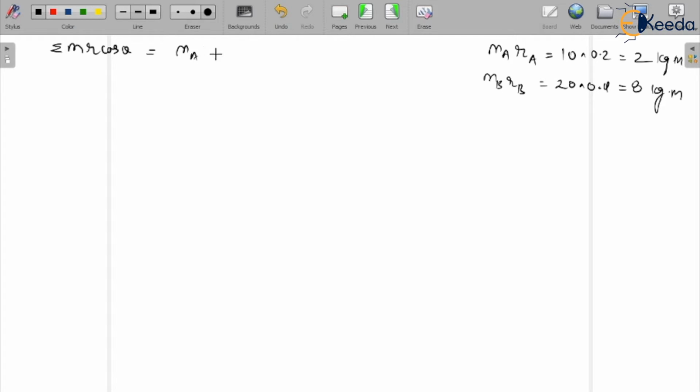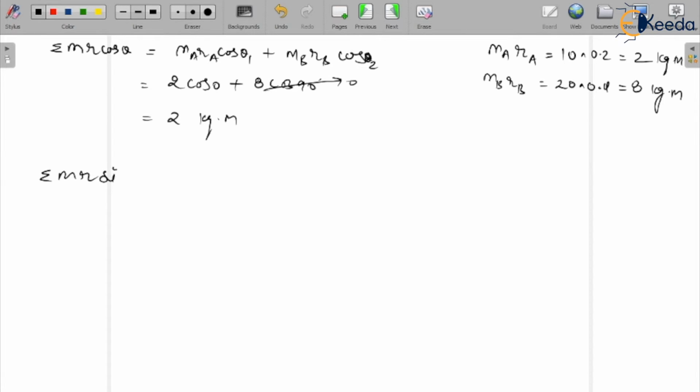Now MARA cos theta 1, where theta 1 is equal to 0 degree, and MBRB cos theta 2, where theta 2 is 90 degrees from the reference. Sorry, this would be cos theta 2 because we are considering horizontal components. So we put the values: 2 cos 0 plus 8 cos 90 degrees. We all know that cos 90 is 0, so this term becomes 0, and cos 0 is equal to 1. So the summation of MR cos theta is equal to 2 kilogram meter.